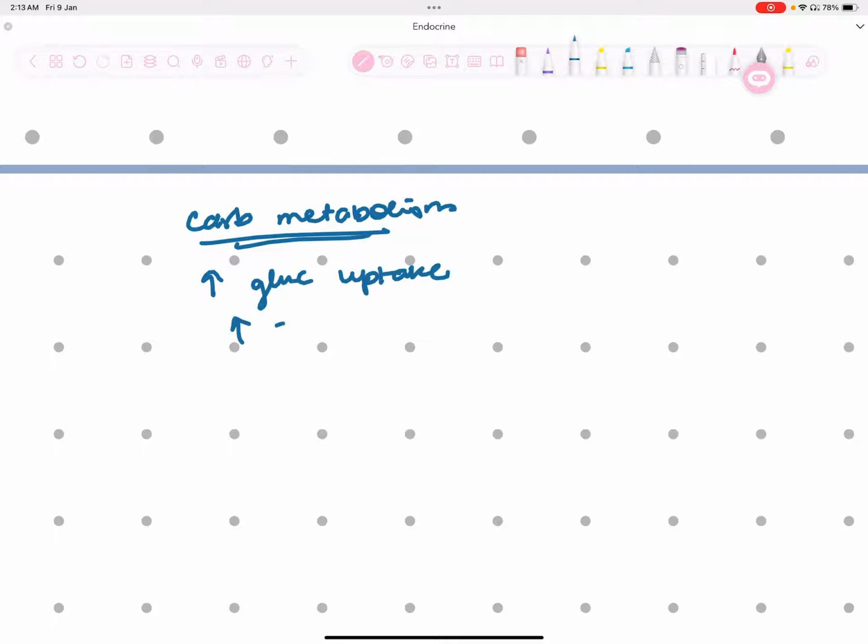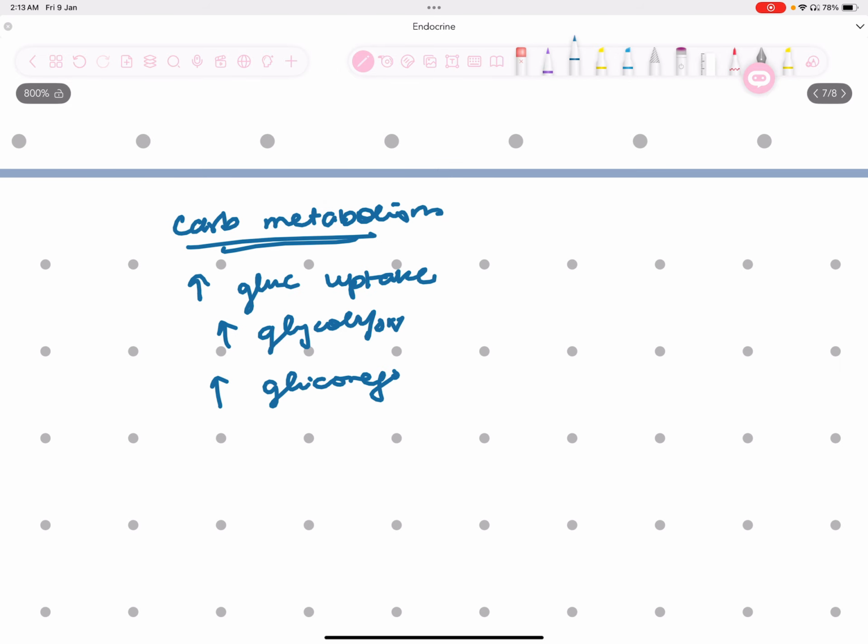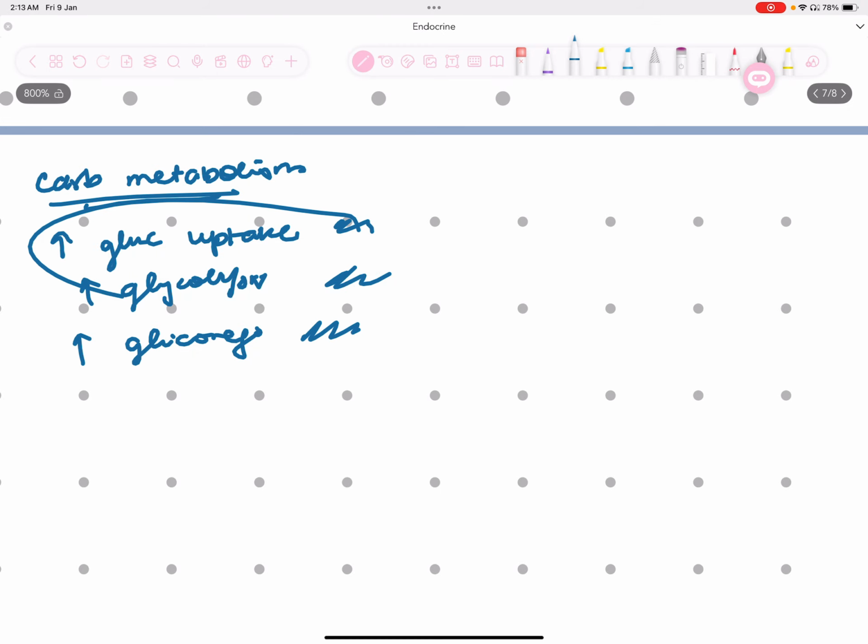It also increases glycolysis. So glucose is also broken down. It also increases gluconeogenesis. Glucose is also being produced. So it's just going crazy. This hormone is increasing every aspect of carbohydrate metabolism, whether it is the breakdown of glucose, the formation of glucose, the uptake of glucose, whatsoever. It's going to increase all of that. It's also going to increase the absorption from the GIT tract. It's also going to increase the insulin secretion so that there can be more and more glucose uptake.